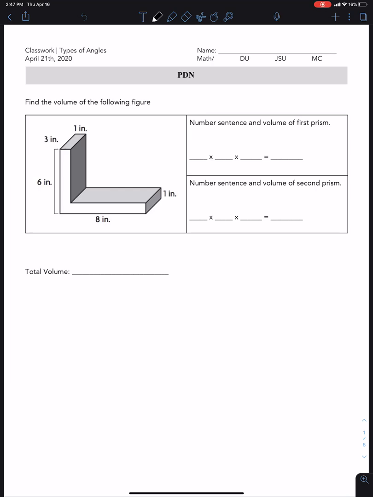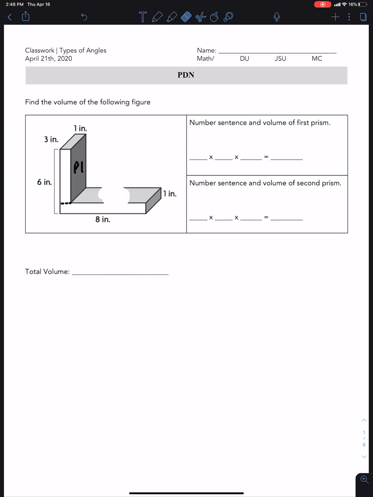All right, this was an exit ticket from last week where you had to find the total volume of this figure. The thing that you need to do first is cut this figure off. That's what some people didn't do. Make sure you're cutting that figure into two parts. So this would be prism 1 and this would be prism 2.